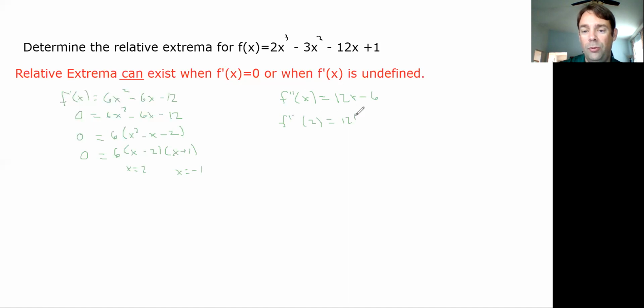So 12 times 2 minus 6. That would be 18. So since I have a positive second derivative at that critical number, that tells me that I have a relative min, which we've already seen before. And then I'm going to do my other one, f double prime of negative 1. 12 times negative 1 minus 6 is a negative 18. So I have a negative second derivative. By the way, just a coincidence that they ended up being the same value. So this tells me right here that I have a relative max because I had a negative second derivative.